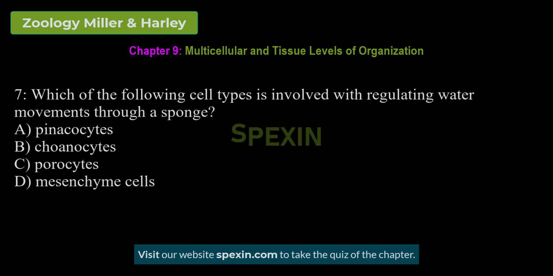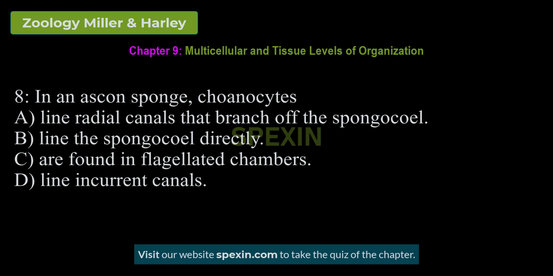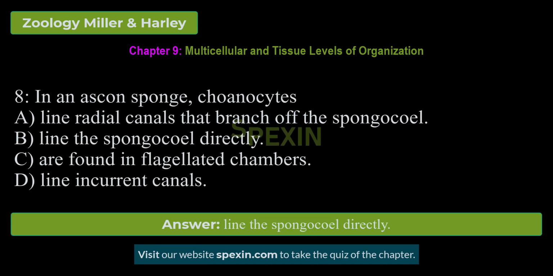Which of the following cell types is involved with regulating water movements through a sponge? Pinacocytes. Choanocytes. Porocytes. Mesenchyme cells. Correct answer: porocytes. In an ascon sponge, choanocytes: line radial canals that branch off the spongocoel; line the spongocoel directly; are found in flagellated chambers; line incurrent canals. Correct answer: line the spongocoel directly.